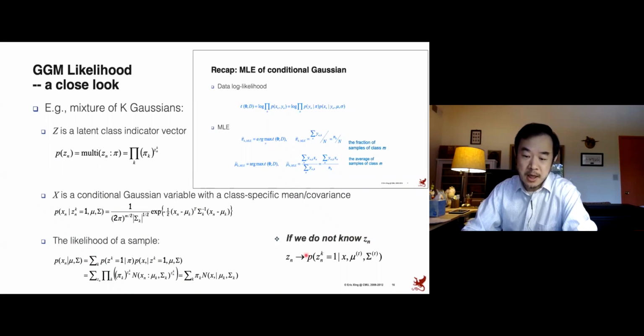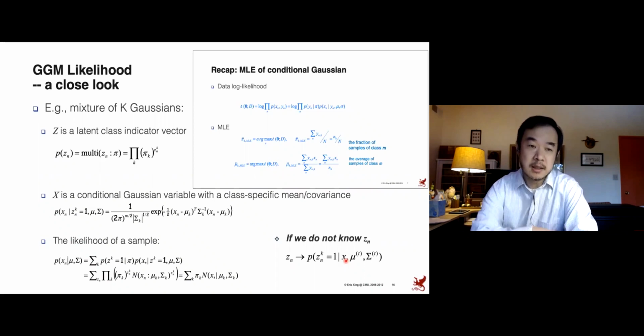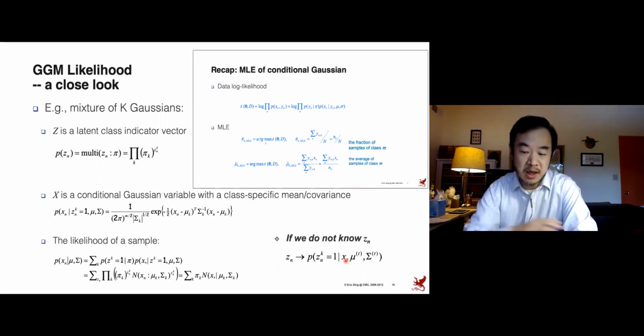Okay, so that's the trick. So what's the natural thing to do to replace z? Well, you can replace it with the probability of z equal to a particular class given your current observation of x. And how to compute that? Well, by a very trivial formula known as the ratio of probability. You can basically plug x into one of these components and divide it by the sum of weighted components, and then you can get a probability of x being in one of the components, right? So that's kind of intuitive.